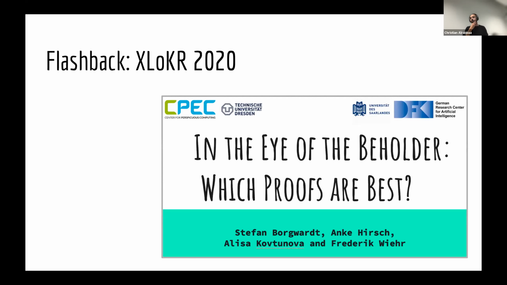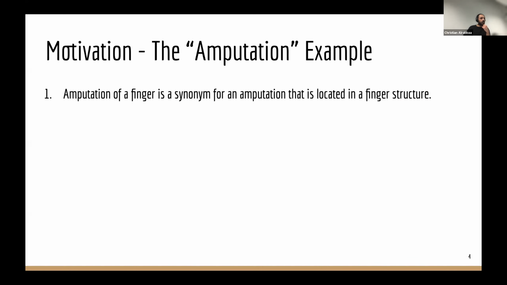Now, last year in XLoKR, my colleague presented a paper that showed in its user study that explanations in the form of small proofs are more desirable as explanation than longer ones. But we can do more than that. So this is an example from the SNOMED ontology, a medical ontology that describes medical terminologies.